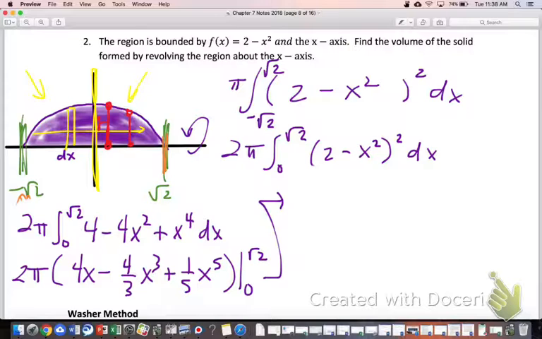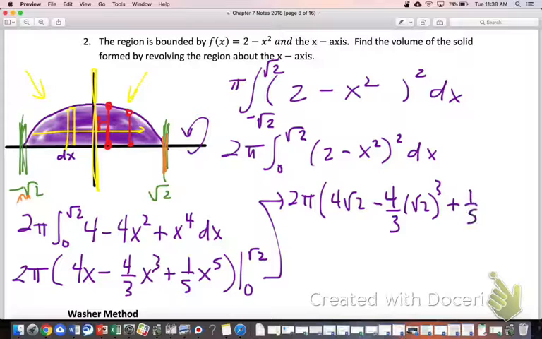And then I'm going to use FTC1 and plug in the root 2, so it's going to be 2 pi times parentheses 4 root 2 minus 4/3 root 2 cubed plus 1/5 root 2 to the 5th. And then I don't have enough room to plug in the 0, but it doesn't matter because I've got a polynomial and I'm plugging in a 0. And so it's just going to end up being 0. So technically there's a minus 0 on there, but it doesn't really matter.